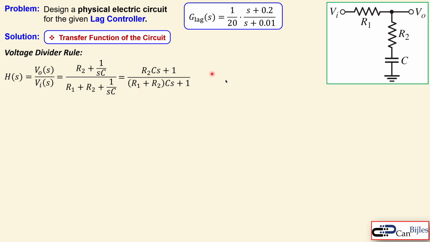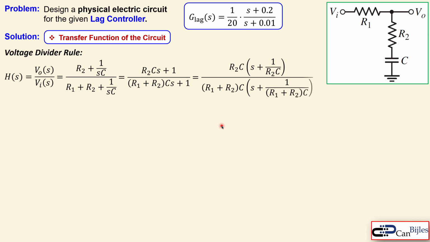Now we need to do a couple of extra steps to get this transfer function closely in the format as given by the G-lag. What can we do? We need to isolate S. So we need to have a coefficient in front of S which is 1, because that's also what we have here. Let me describe what's happening here. Now the R2 and the C are taken out of the parentheses, and then you have the S isolated. But then this 1 must become 1 over R2 times C in order to get, if you multiply this out, back to the original situation here in the numerator.